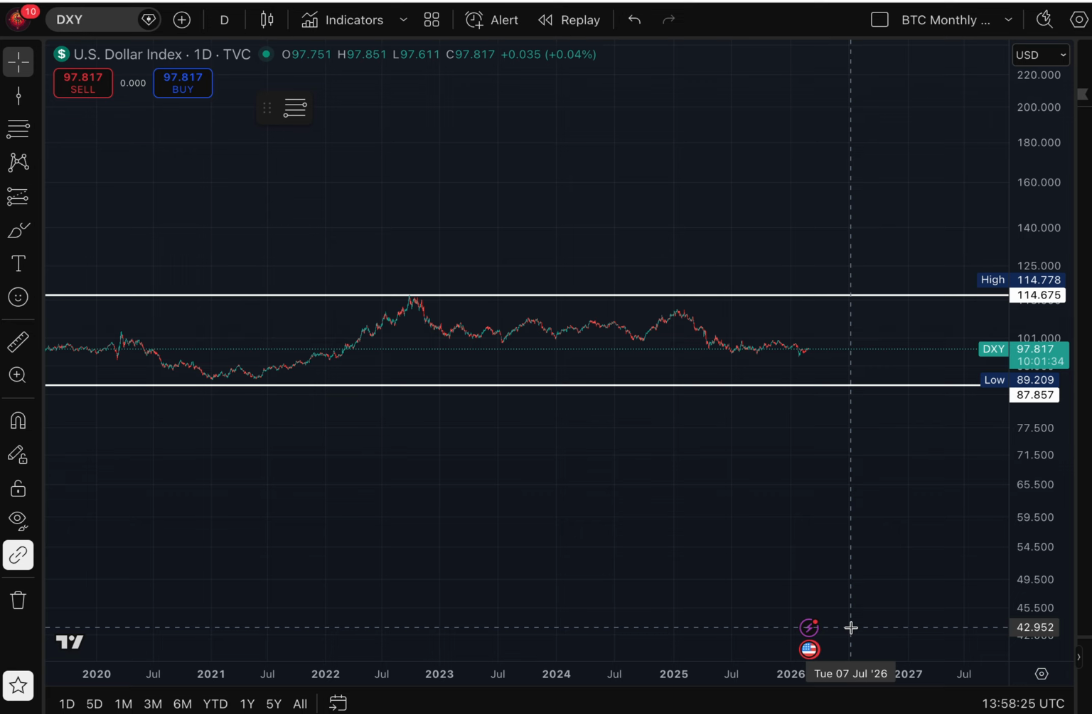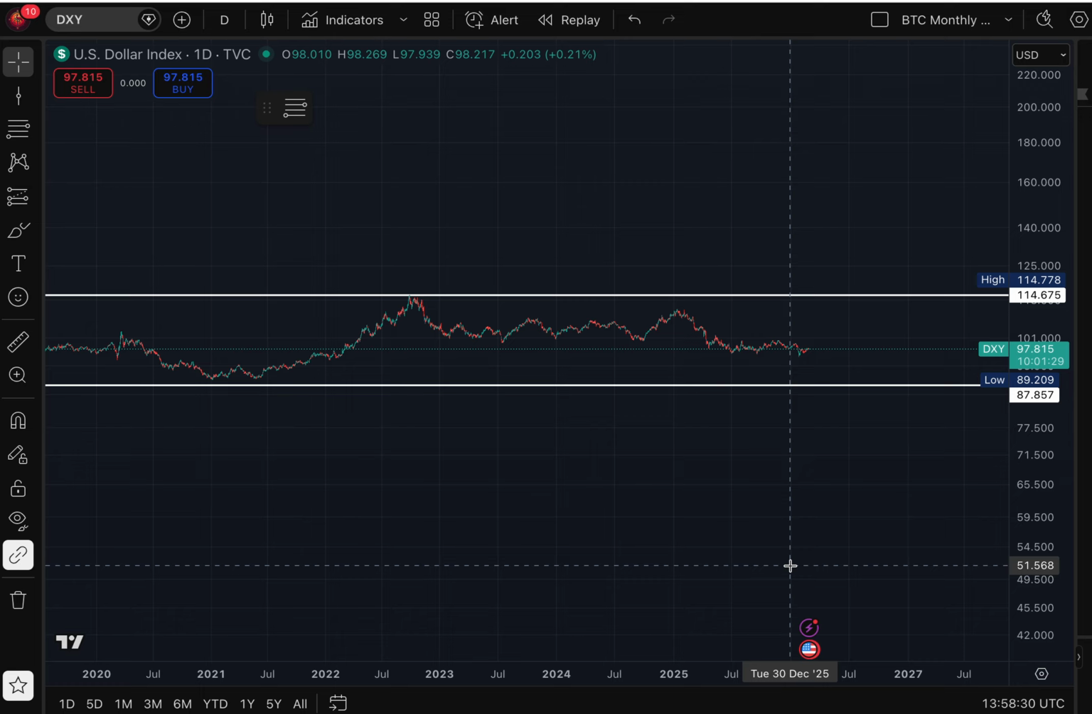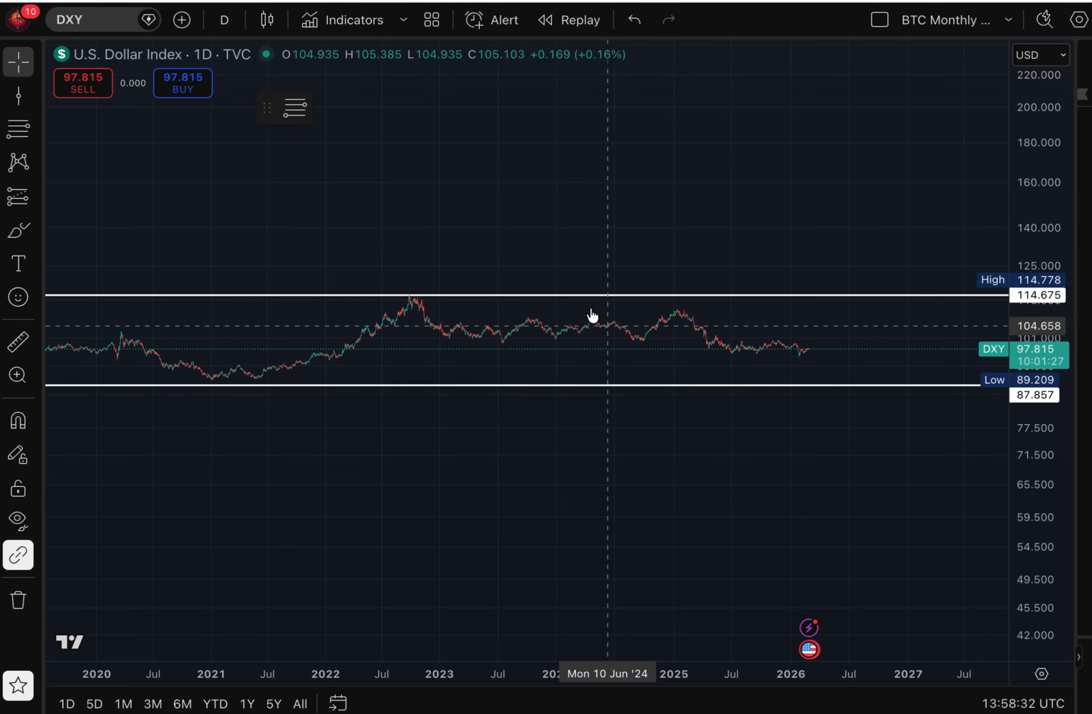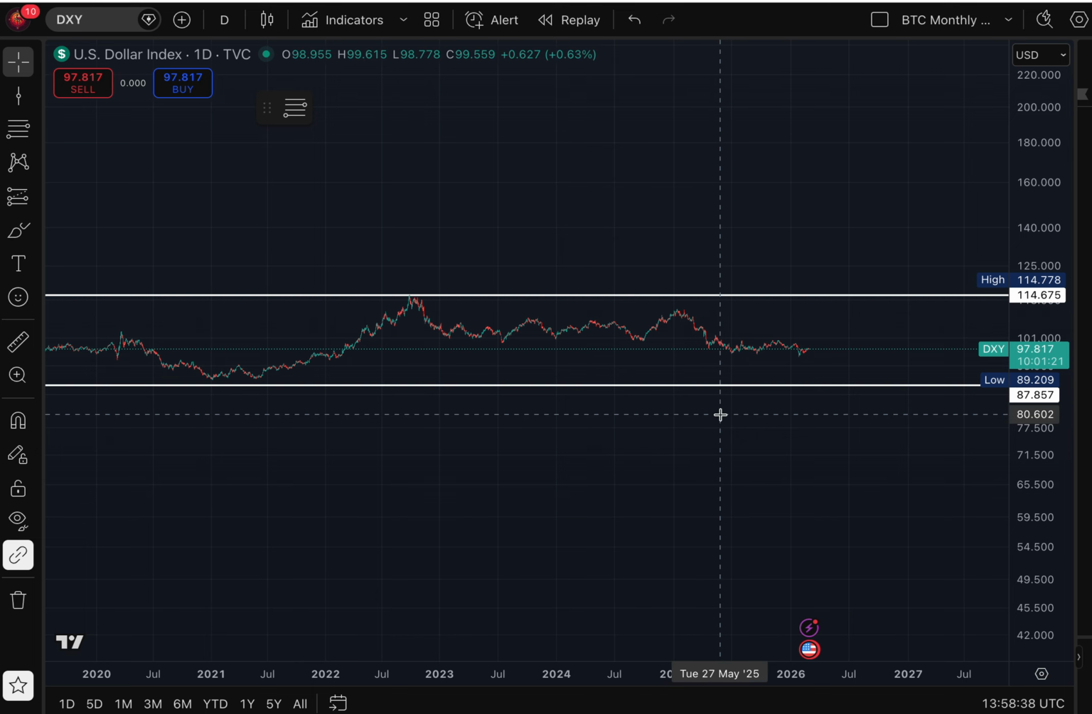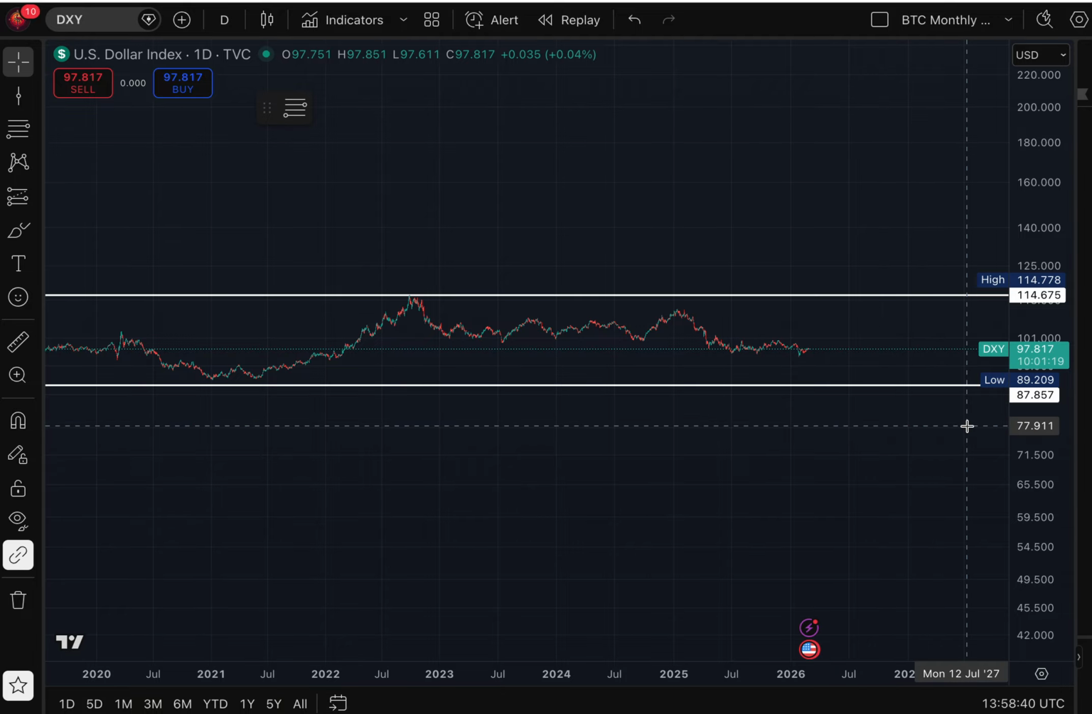So first we're going to get straight into the dollar. When the dollar is high, it's bad for risk assets. I've marked the upper resistance for the dollar, which is 114, and the lower, which is 87. Currently, we're at 97. This is slightly low, which is slightly good, but Bitcoin and crypto risk assets aren't doing very good.